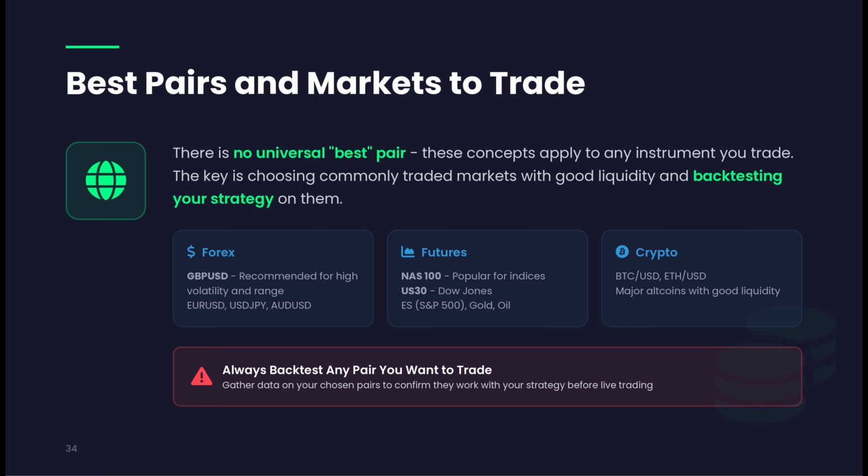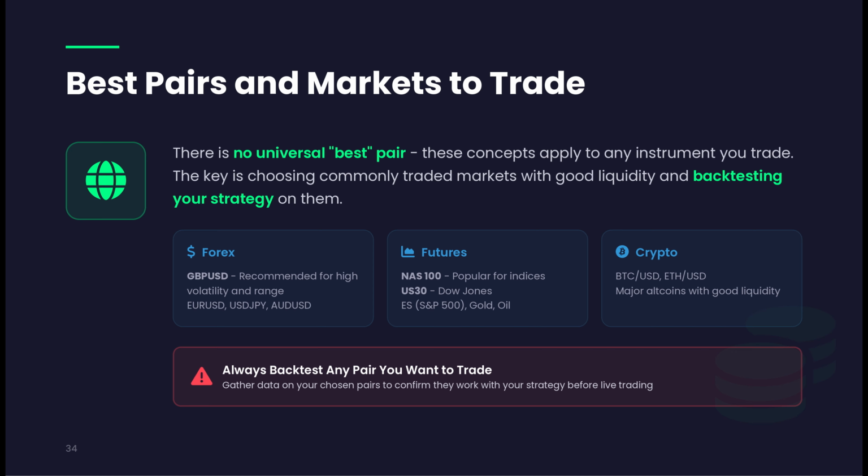Now here's my central point. Regardless of which market or pair you choose, you must backtest your strategy specifically on that instrument. Different pairs have different personalities, different average daily ranges, different behavior patterns. What works brilliantly on GBP-USD might not work at all on USD-JPY. You need data, historical data showing that your approach is profitable on your chosen instrument.